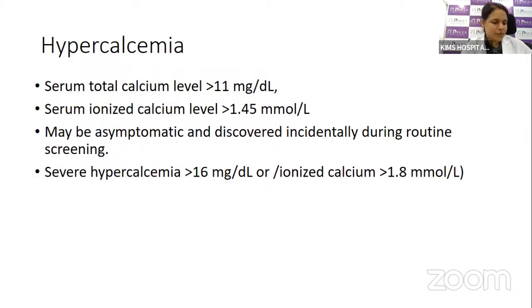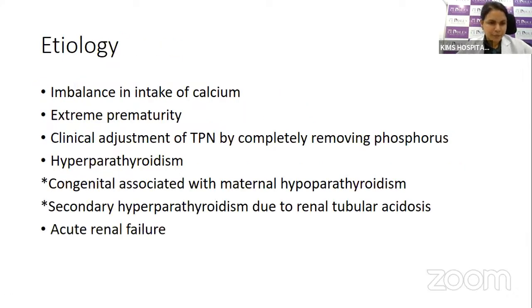Hypercalcemia is defined as the presence of total serum calcium levels that are more than 11 milligrams per deciliter or ionized calcium levels beyond 1.45 millimoles per liter. It may be asymptomatic or can rarely be symptomatic. Most of the time, hypercalcemia is asymptomatic and is discovered incidentally during routine screening. Severe hypercalcemia is defined as calcium levels more than 16 milligrams per deciliter.